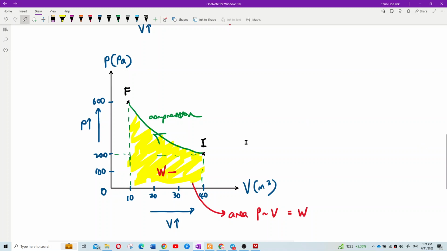Okay, very easy. Area under the graph. Going to the right means positive work done. Going to the left means negative work done. Compression, negative work done. Expansion, positive work done.